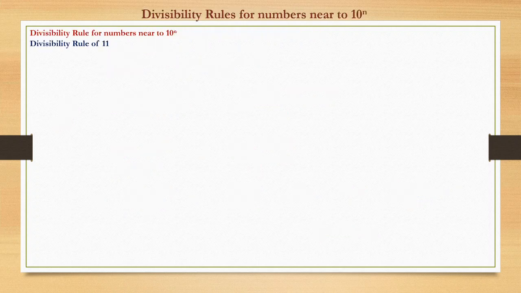Now using the same thing for 11 also, we can see if a b c d e f is a number, this can be written as a into 10 raised to power 5 plus b into 10 raised to power 4 plus c into 10 raised to power 3 plus d into 10 raised to power 2 plus e into 10 plus f.